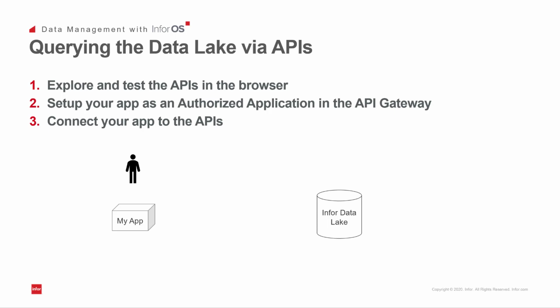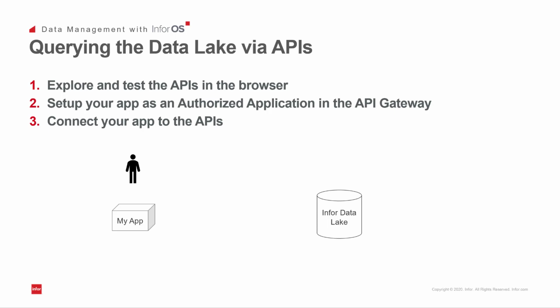The Infor Data Lake, of course, is the repository that applications replicate their data into. And so it makes sense that if you want access to those application data, you'd want to access the data lake, and probably programmatically from other applications via RESTful API. So we're going to go through how to do that today.